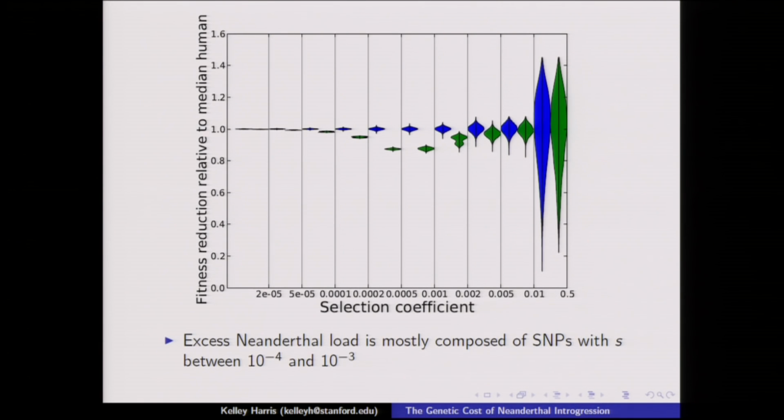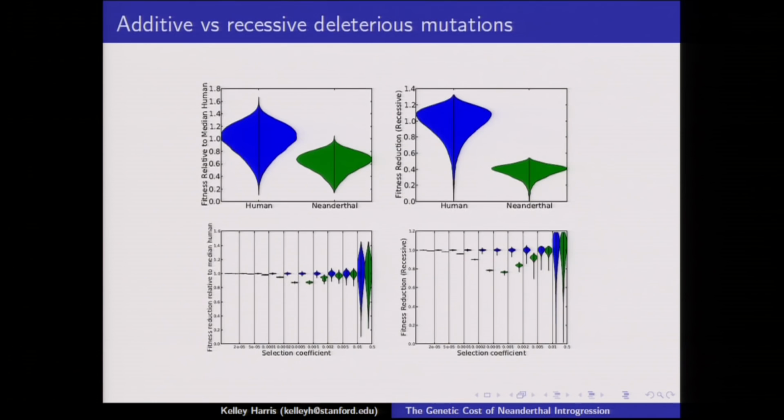And if you separate this fitness differential, partition it into loads of mutations of different selection coefficients, you see that most of the difference between humans and Neanderthals is due to weakly deleterious variants with selection coefficient around maybe a selective disadvantage of 1% to 0.1% per generation. And you actually get a very similar result. I've been talking about additive mutations so far, where a heterozygote is half as bad as a homozygous variant is, but you actually get a similar load if you have different dominance coefficients, like recessive ones.